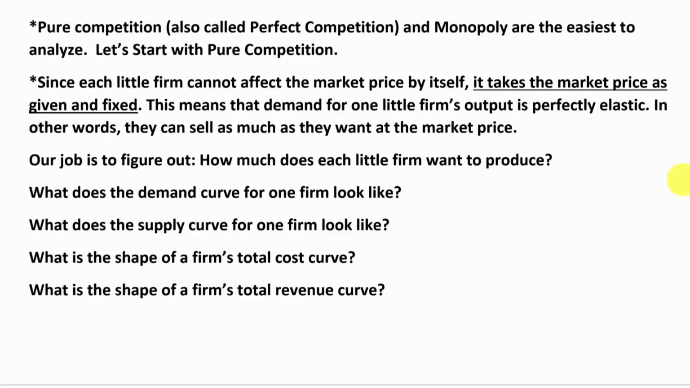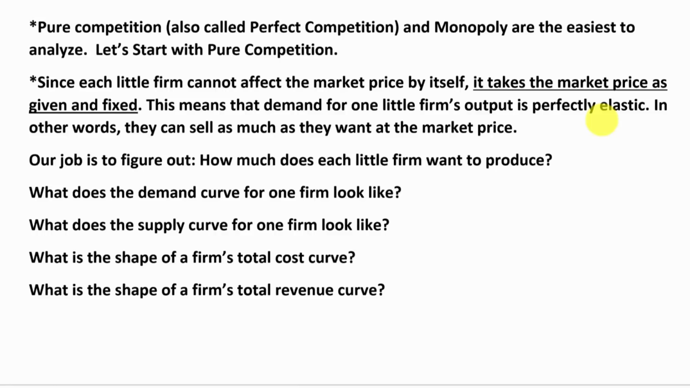And then we're going to look at all the little firms in a market and see how they come together to create the supply curve in the market. Just to reiterate a couple of these points, since each little firm can't affect the market price by itself, it takes the market price as a given and fixed. I am so small, I can't affect it. If the market price is $10, okay, how many should I produce if the price is $10, if I can sell them for $10? So the demand for one little firm's output is going to be perfectly elastic.